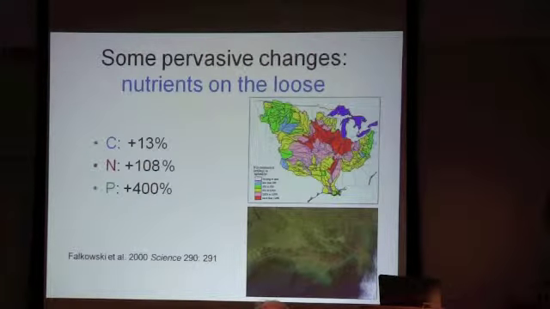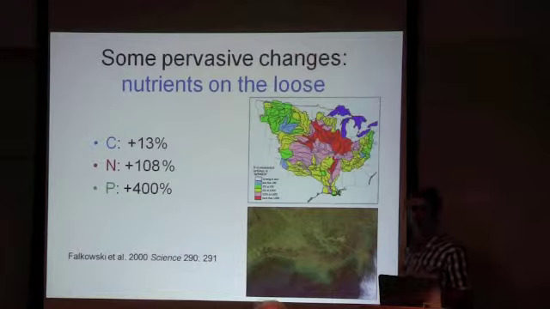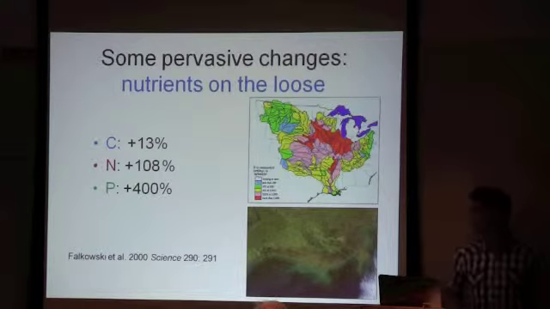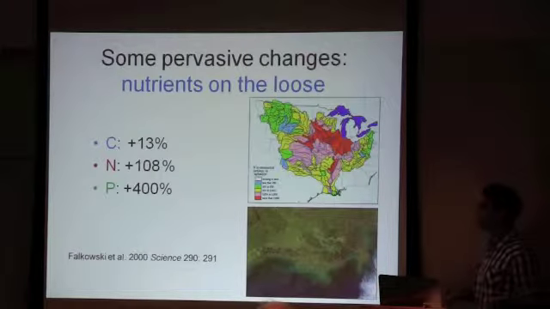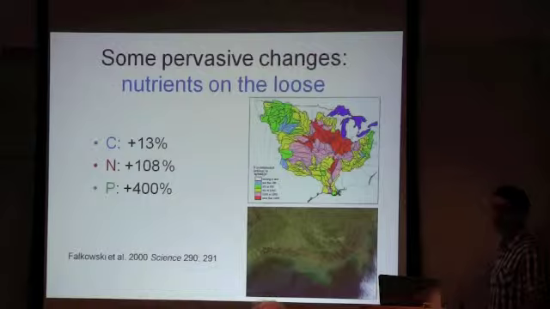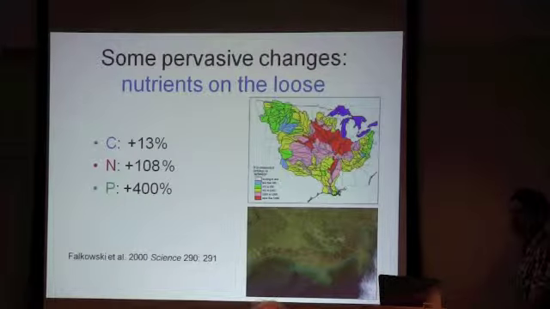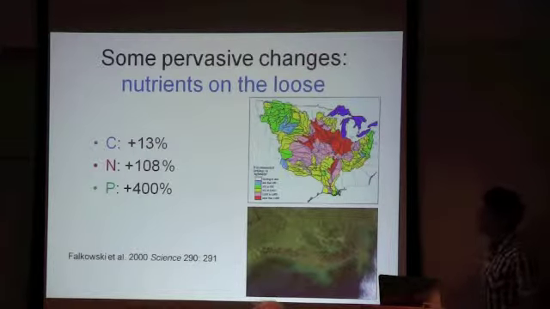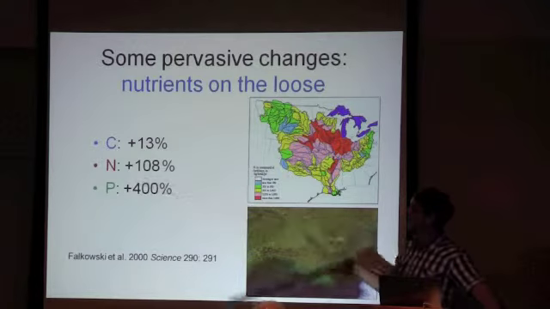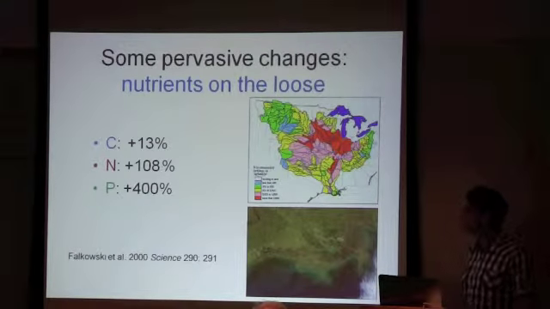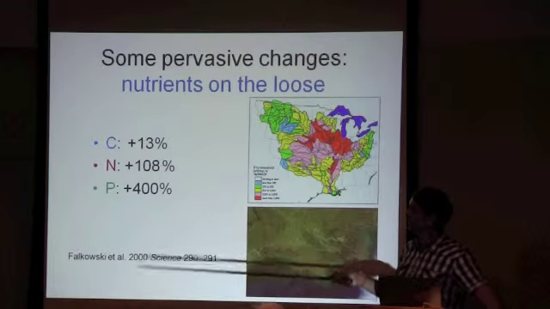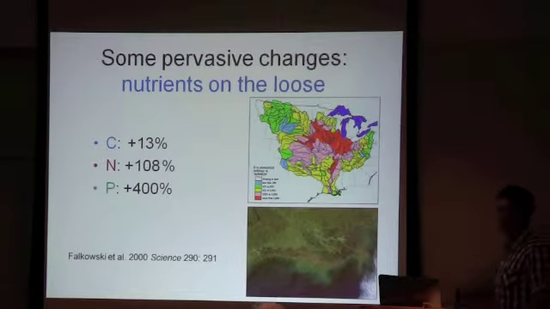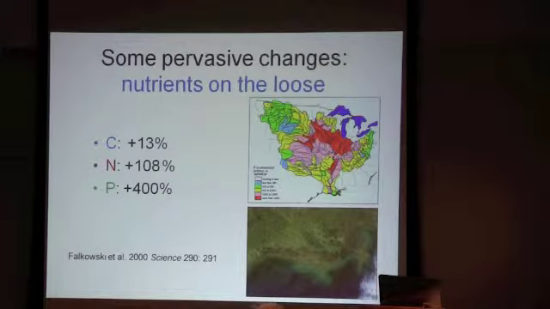The other global change is that humans have liberated nutrients to fertilize our farm fields. In so doing, we've introduced a lot of the chemicals that limit primary production into the environment and elevated their availabilities in general. So in post-industrial times, the amount of carbon circulating in the biosphere has gone up by 13%. Nitrogen has doubled, increased by 100%, and phosphorus has increased 400%. And this is just one example of the effects that's having.